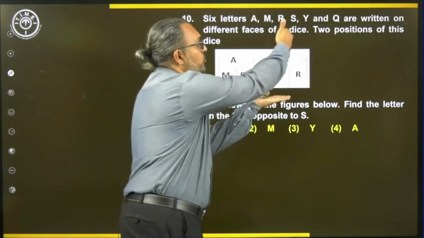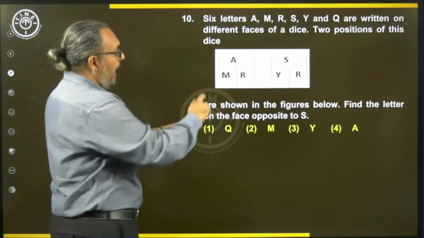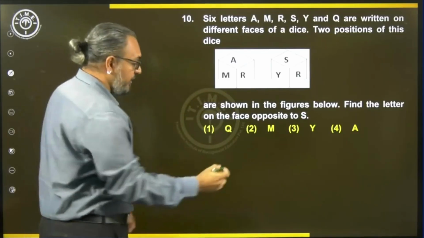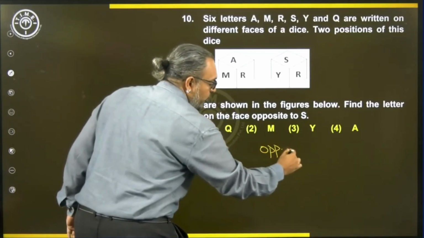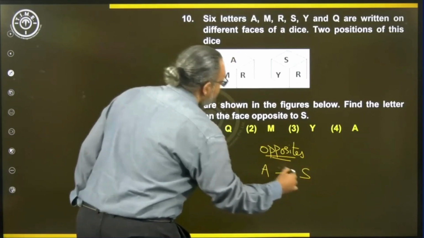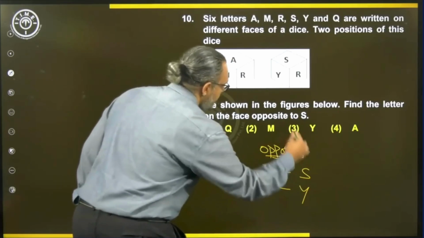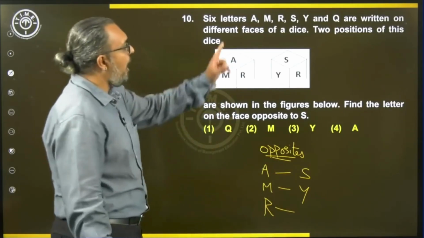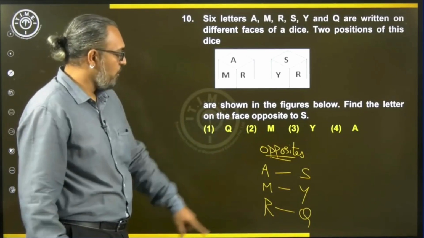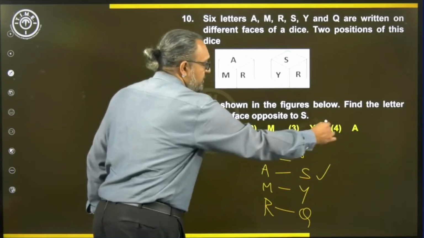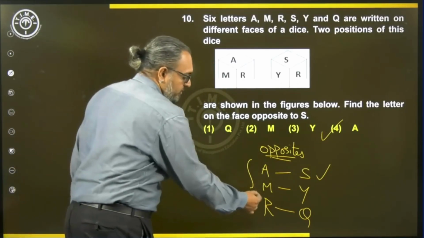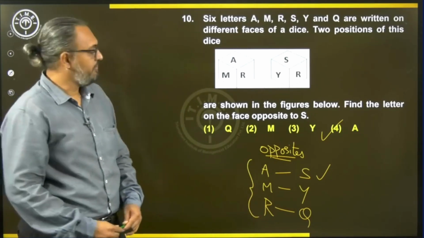So opposite to A, what is there at the top? S. And M, if I orient, it comes on the back. What is opposite? You have Y. So what are the opposites that I am going to get? For A, you get S as the opposite. For M, you have Y as the opposite. That means the remaining, for R, you have Q as the opposite. So now find the letter on the face opposite S. On the face opposite S, the letter you have is A. That's our answer. So these are the opposites.